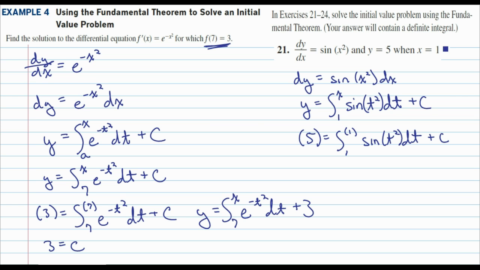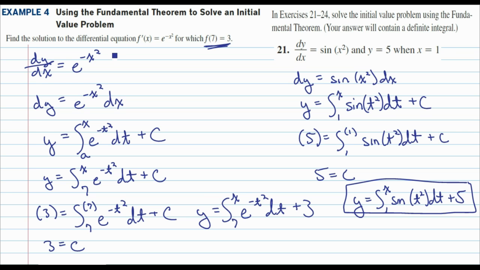Then I plug in my point that I was given. X is 1, y is 5. Now the antiderivative from 1 to 1 is 0, and c simply equals 5. So my final answer is y equals the antiderivative from 1 to x of sine of t squared dt plus 5. Because then, by the fundamental theorem, the derivative of y, so dy dx, would be sine of x squared, and then plus 5 would be a 0.